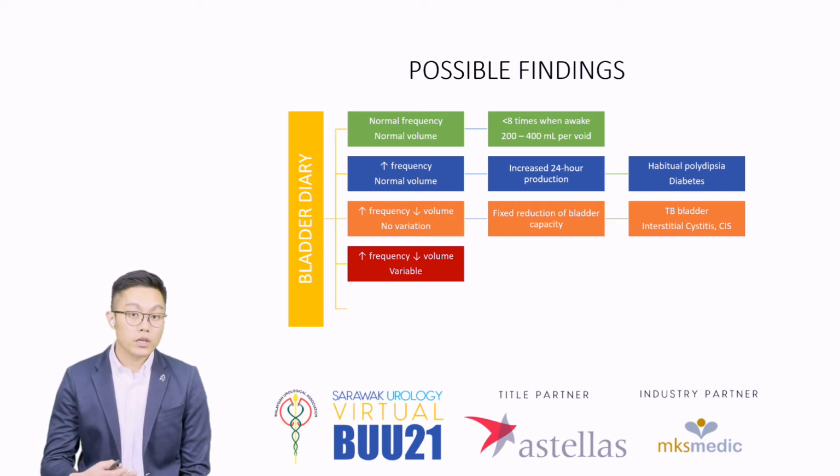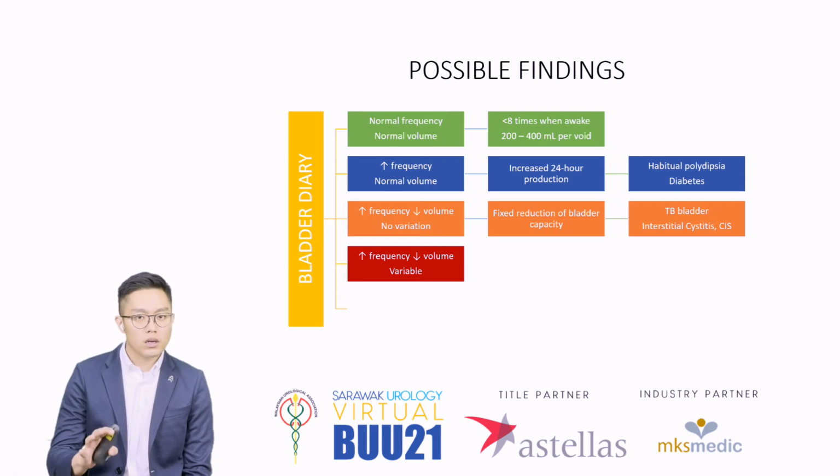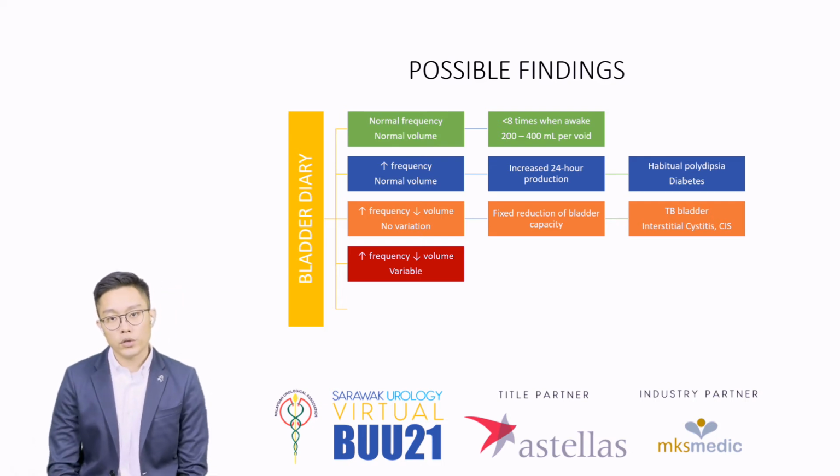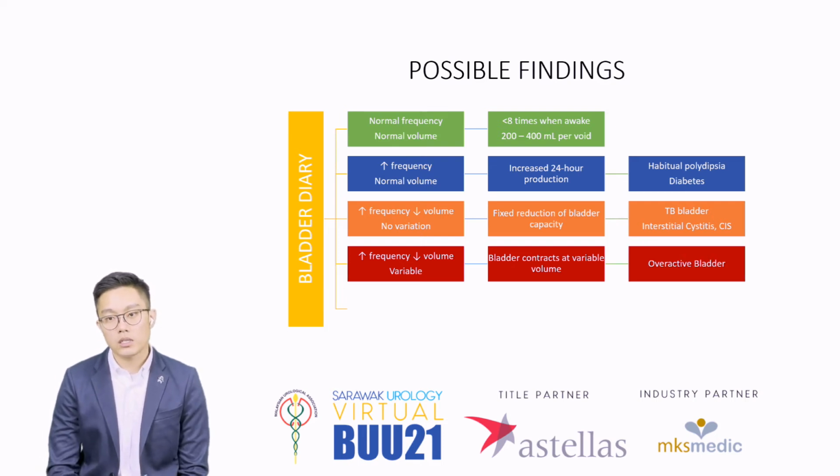When they have increased frequency with reduced volume, but a variable volume each time, the bladder contracts at variable volumes, and this is usually indicative of an overactive bladder.